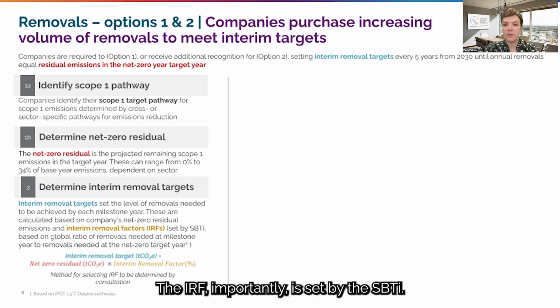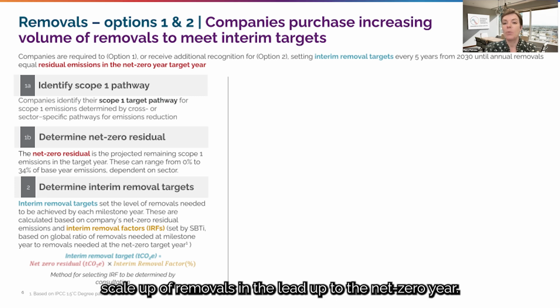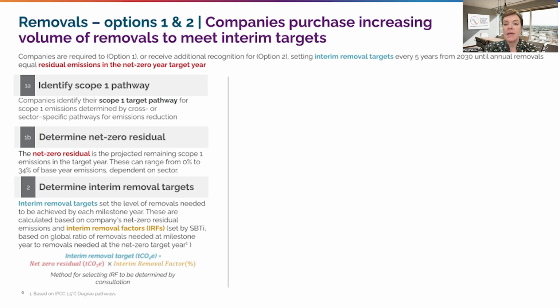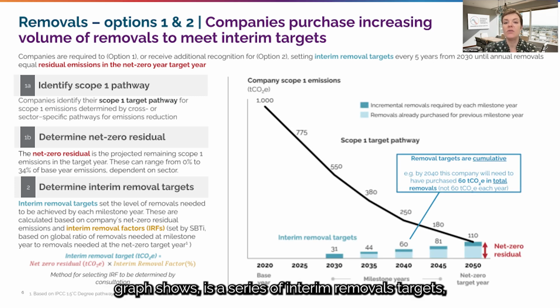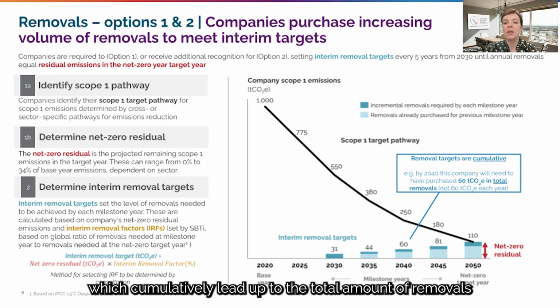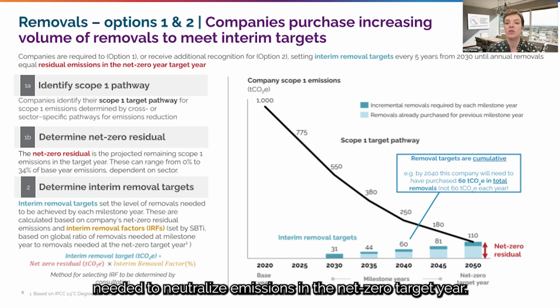The IRF, importantly, is set by the SBTi and is based on IPCC pathways for required scale-up of removal in the lead-up to the net zero year. The result, as the right-hand side graph shows, is a series of interim removal targets which cumulatively lead up to the total amount of removal needed to neutralize emission in the net zero target year.